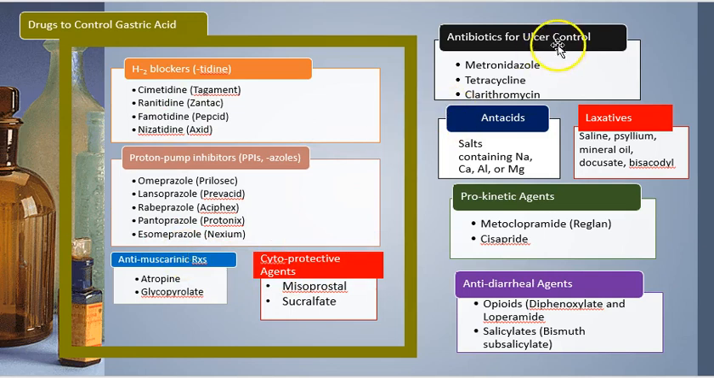And then on the other side of the diagram are all the other drugs: antibiotics for ulcer control, laxatives, antacids, prokinetic agents. Laxatives if you have trouble going, prokinetic agents to speed things along, and if you can't stop going, antidiarrheal agents. So we're going to cover all of our bases.